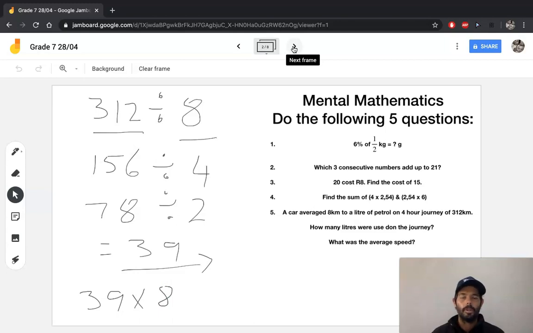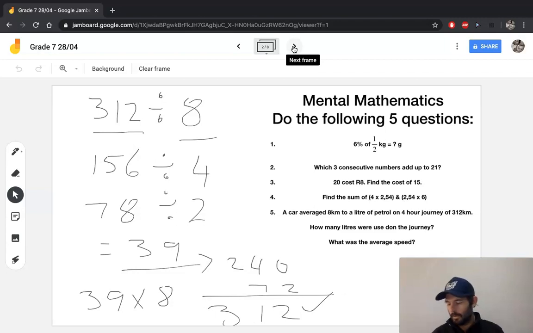And I'm going to do this in a split method. 30 times 8 is 240. 9 times 8 is 72. And if I add them, I get 312. So I know I must be correct. Remember to always check your work immediately after you've done it.